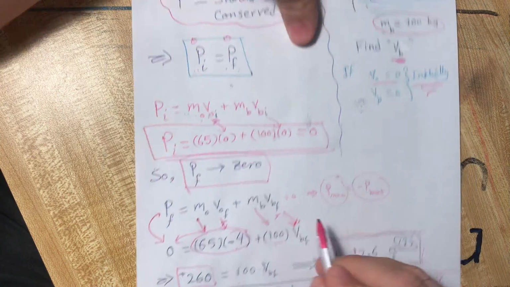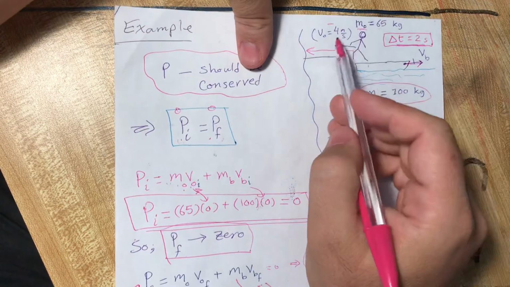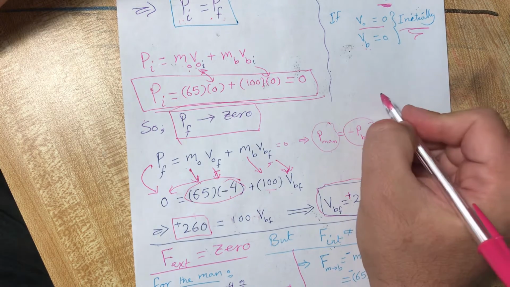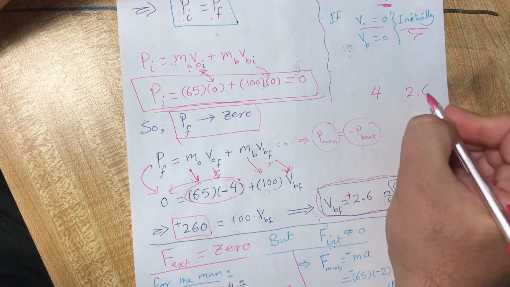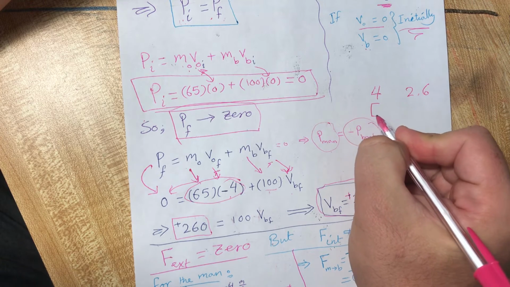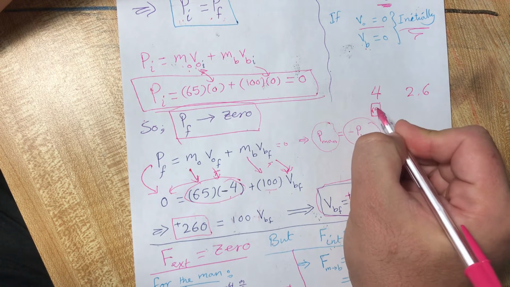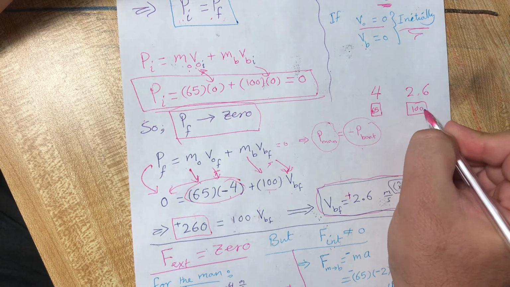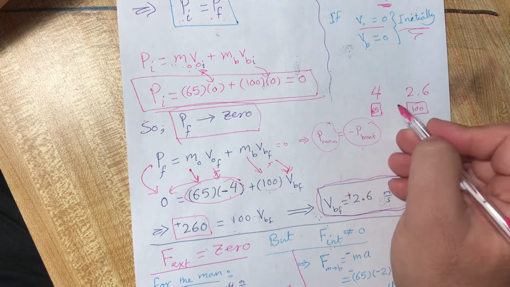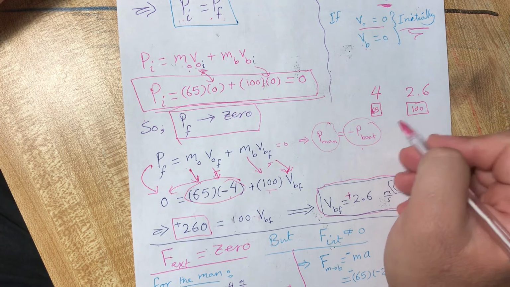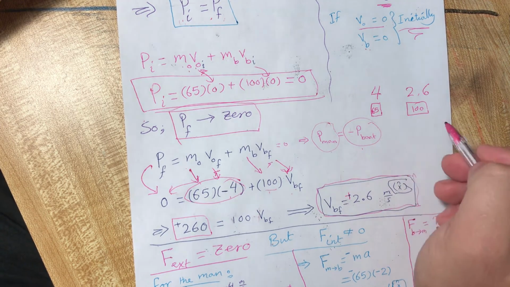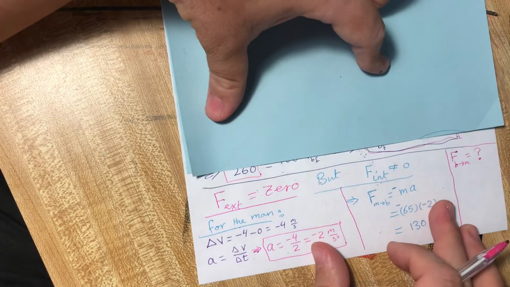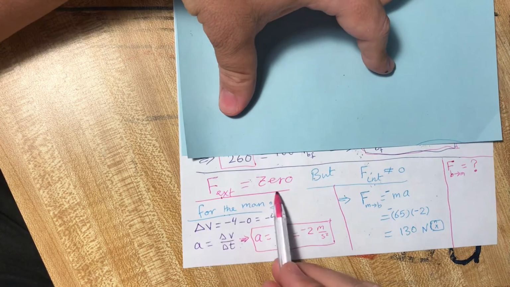We need to see that the velocity of the man is 4, but for the boat it is 2.6, because the mass of the man is 65, but the mass of the boat is 100. Then the velocity will distribute between both of them with respect to their masses. Now, I know that F external should be 0.